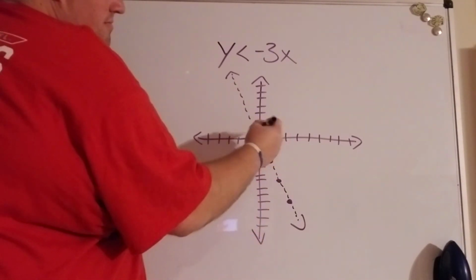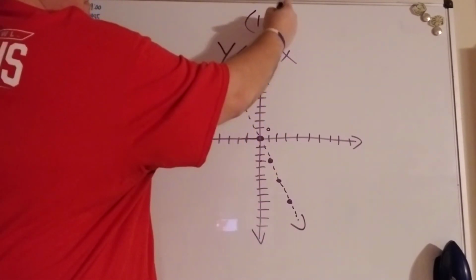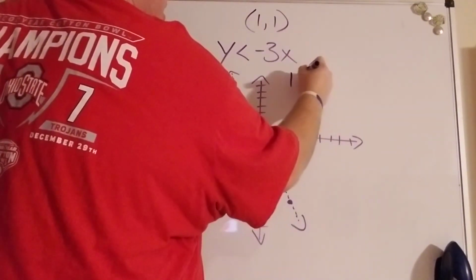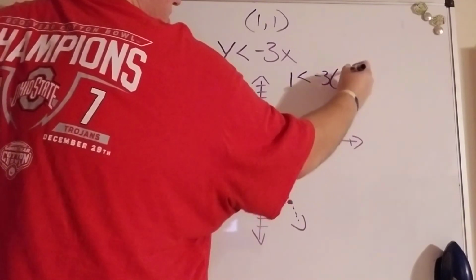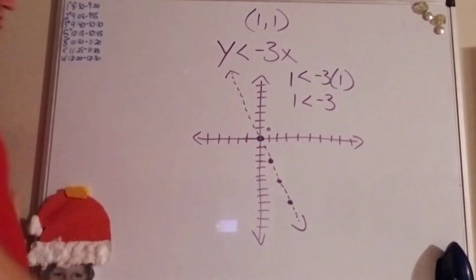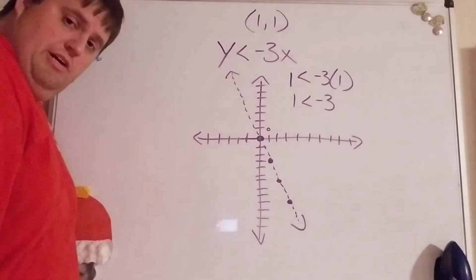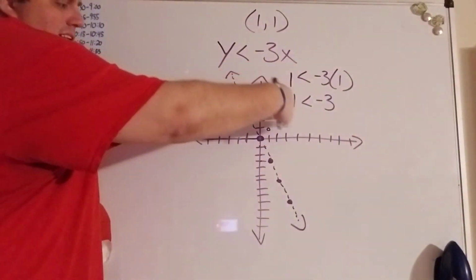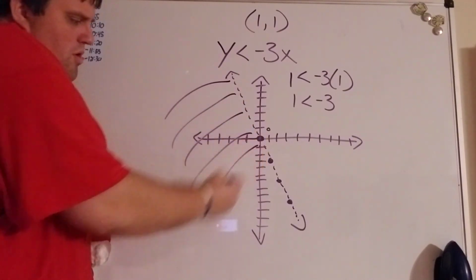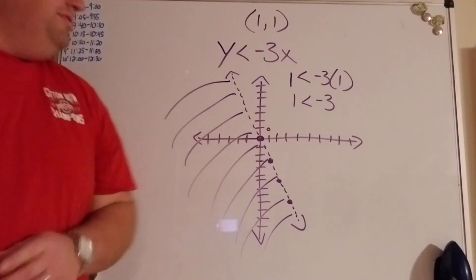Let's pick 1, 1. So we're going to test this one right there. Test 1, 1. And let's see if that gives us a true statement or not. So 1 is less than -3 times 1. -3 times 1 is just -3. So is 1 smaller than -3? I don't think so. I think it's bigger, right? So this side does not get shaded. We shade the other side because this point was false.